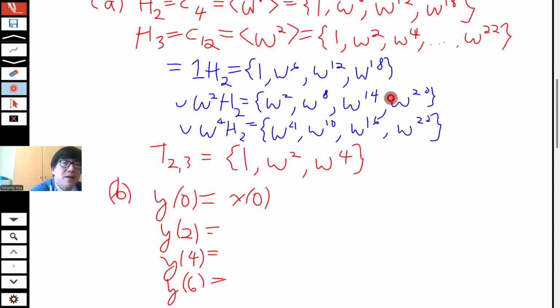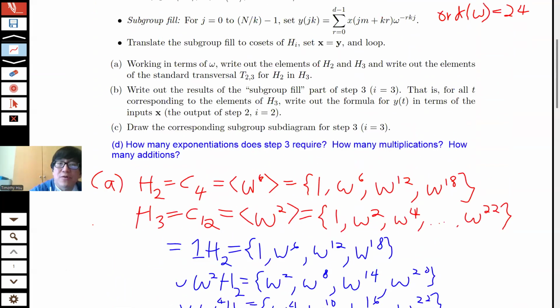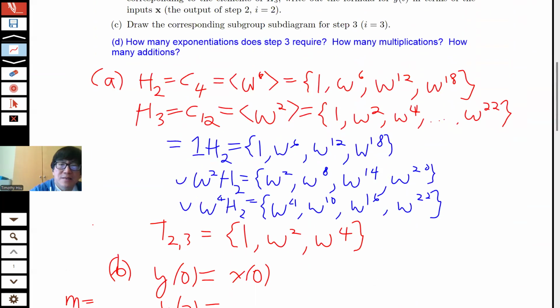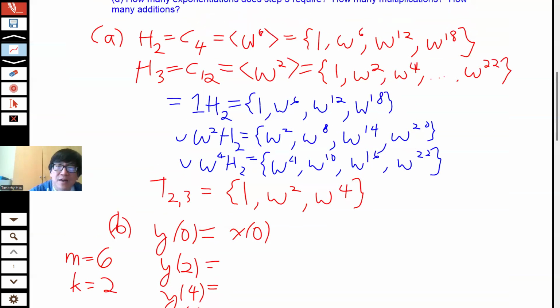Just for reference, even though I'm not going to really use this directly, we have m equals 6 and k equals 2 for the old generator. So you can actually read this off the formula if you like, but I'm not actually going to do that.